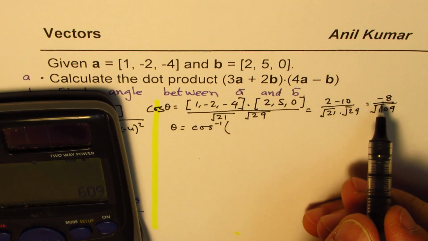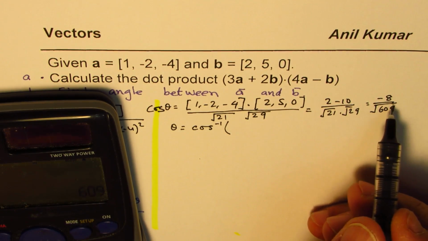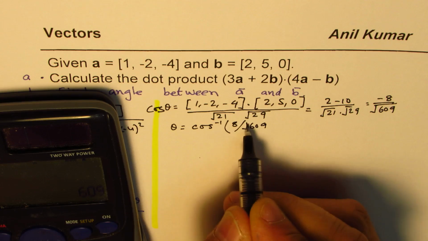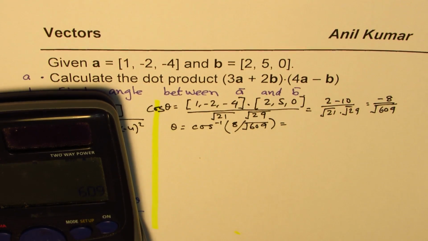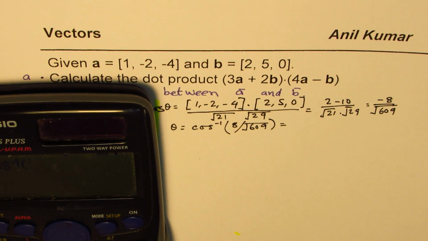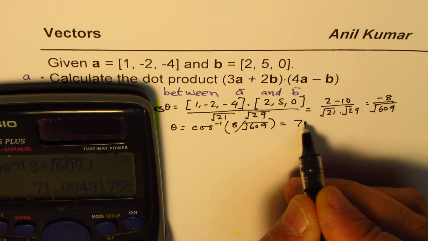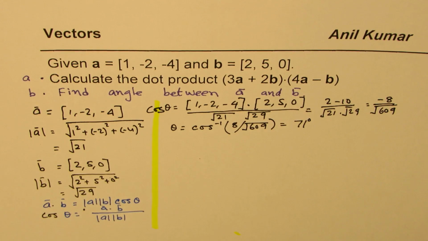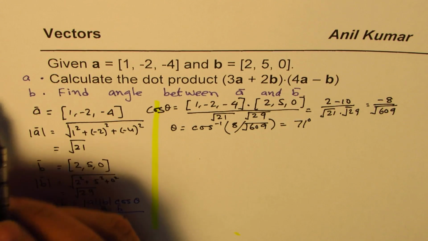Now, cos theta is an even function, so we could write even 8 over square root of 609. Perfect. So we are doing shift cos inverse within brackets 8 divided by square root of 609, okay, which is equal to 71, let's say 71 degrees, right? So we find the angle 71 degrees between these two vectors. So we did part B first.